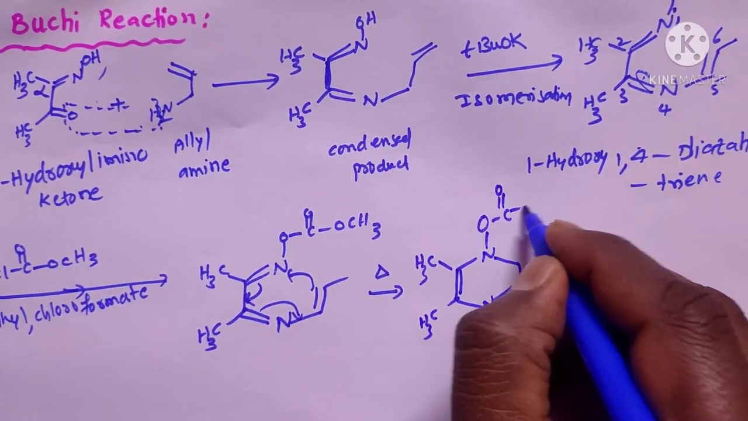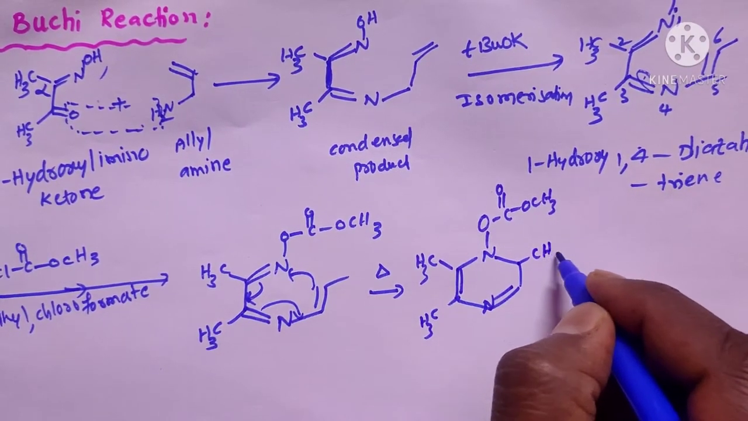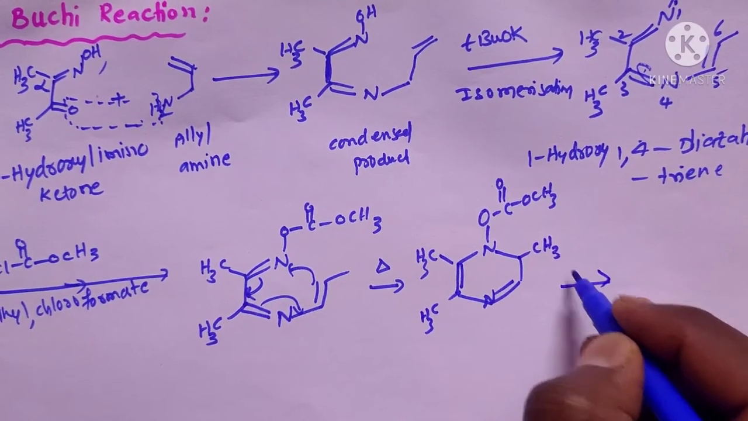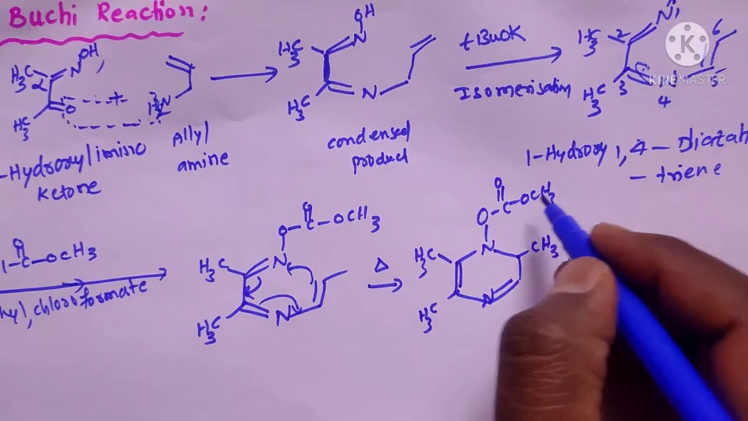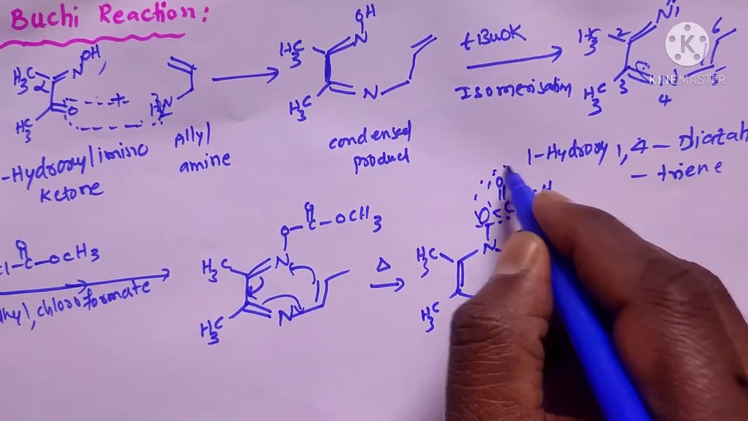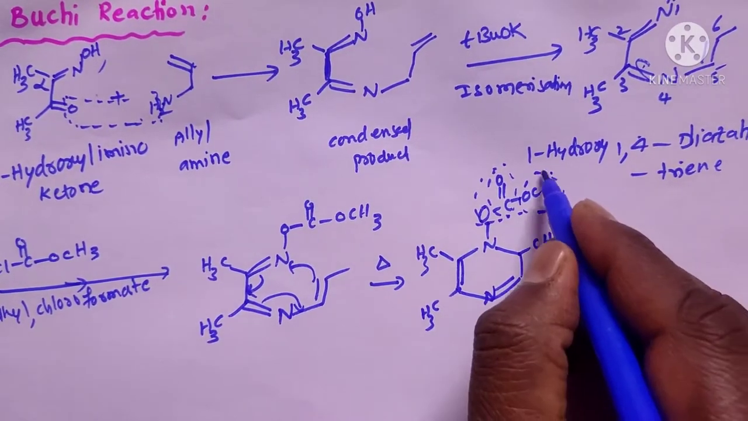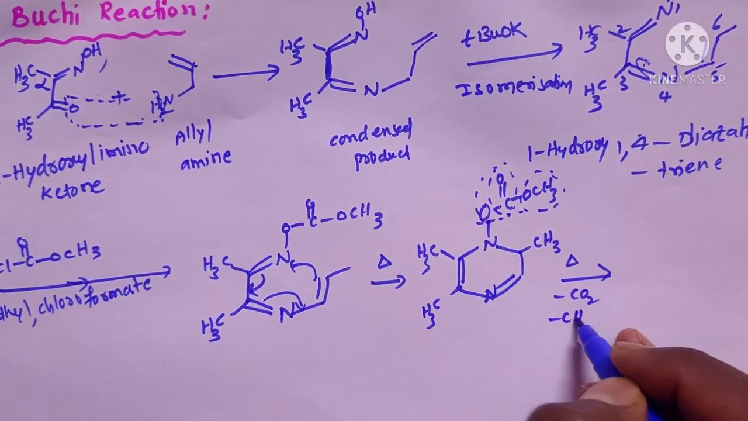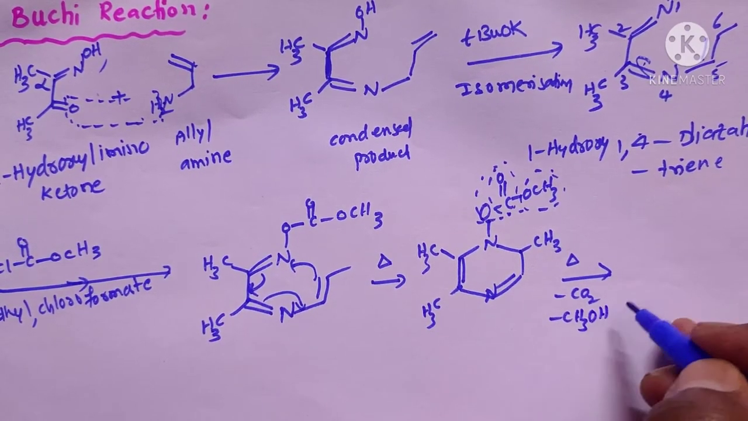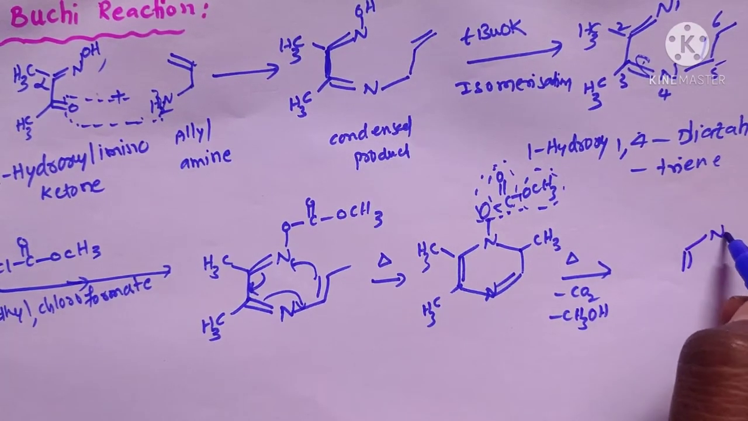CH3 OC double bond OOCH3, and we are having CH3. Okay, and this one on further heating loses carbon dioxide and methyl alcohol, so CO2 and methyl alcohol both will go outside. As a result, what happens? We get the pyrazine derivative.